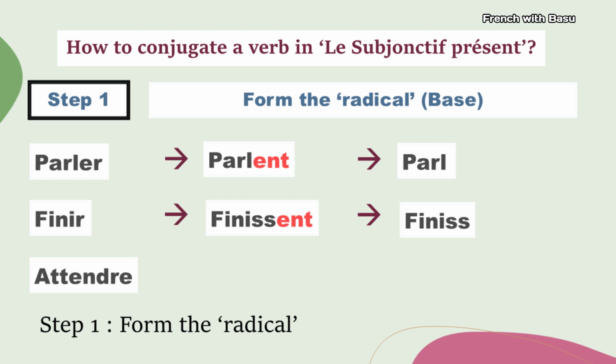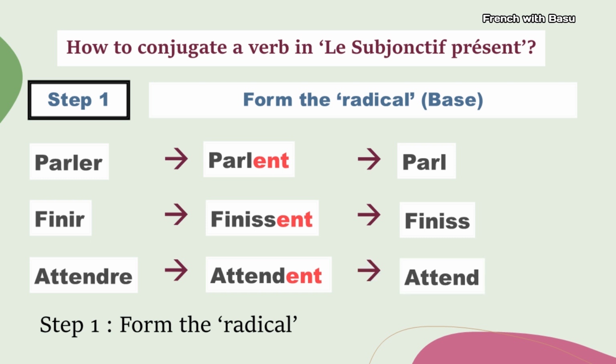Let's take attendre from the third group. Take the third person plural form of présent tense and then remove the final E-N-T. Attend, A-T-T-E-N-D. This is the radical for le subjonctif présent tense. Pretty easy to form the radical, right?